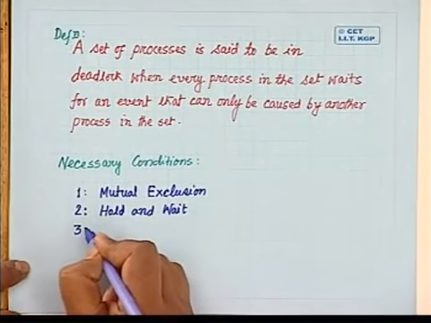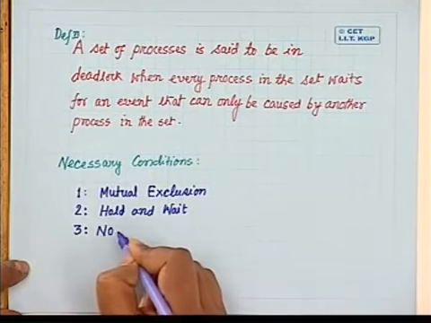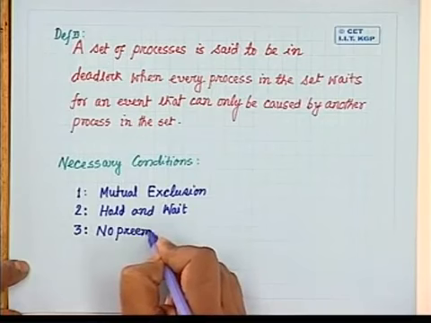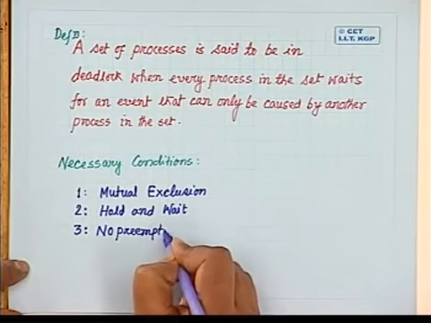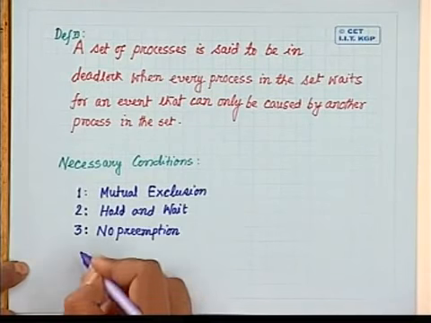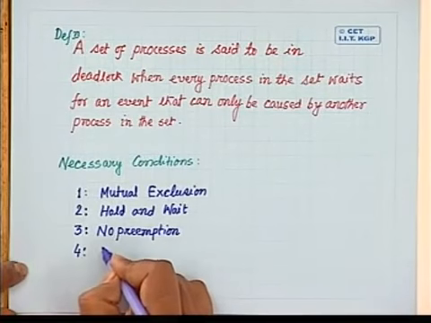The third condition is no preemption. That is, once a resource is allocated to a process, the resource cannot be preempted. Only the process will voluntarily release the resource. So that is the third condition. And the fourth condition for occurrence of deadlock is what is called circular wait.